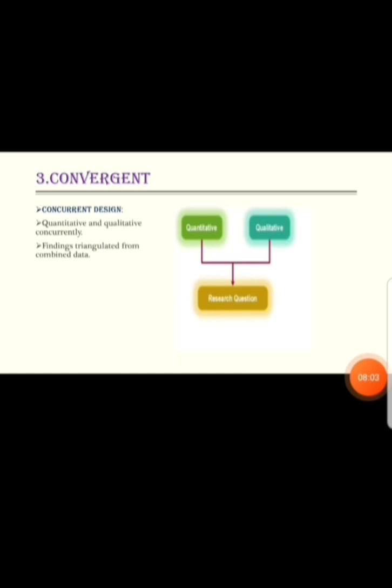And now the third one is the convergent design. In this type, the researcher collects both the qualitative and the quantitative data simultaneously, merges them and uses the result for interpretation. They gather both forms of data, analyze the datasets separately, compare results from both the data, and then make an interpretation.